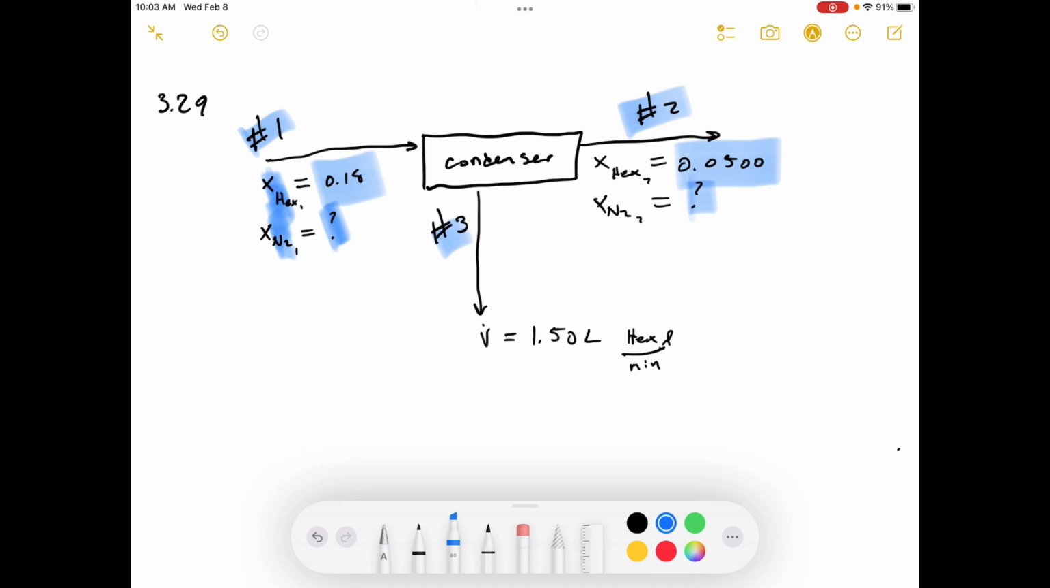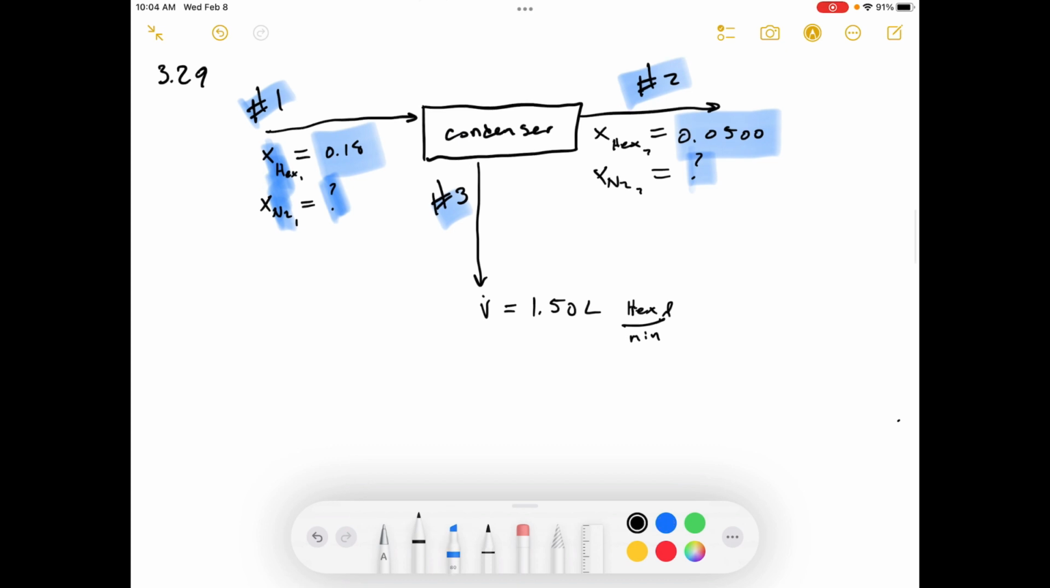Part A says, what is the flow rate of the gas stream leaving the condenser in moles per minute? Hint, first calculate the molar flow rate of the condensate and note that the rates at which hexane and nitrogen enter the unit must equal the total rates at which they leave in the 2 exit streams.